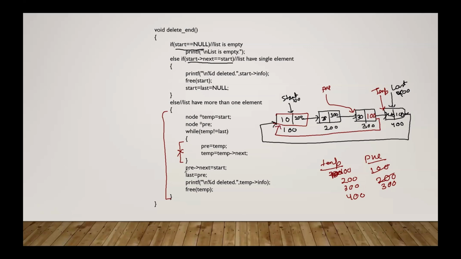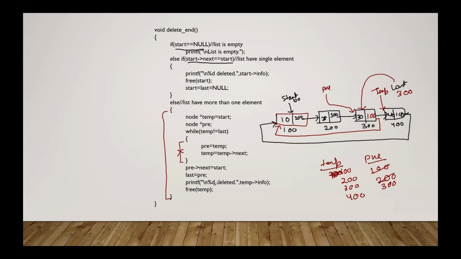Then last equal to pre. The pre value is stored inside last. Last was 400. Right now, the last pointer stores which value? That is 300. If it stores 300, it means now this is last. Last means this connection is gone. Yes, this connection is gone.